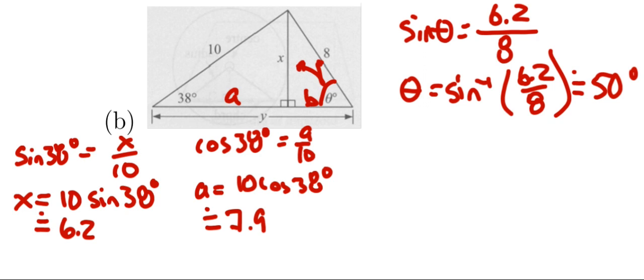Now I'm still not done because I want to figure out what y is, and y is the total distance across the bottom. So I need to figure out what b is. And to figure out what b is, I'm going to use tangent. Or actually, sorry, I'm going to use cosine.